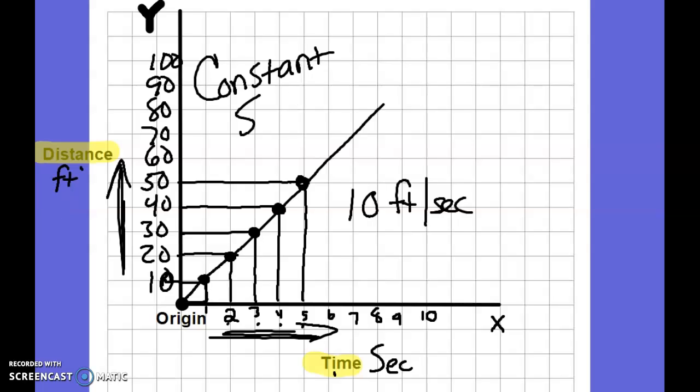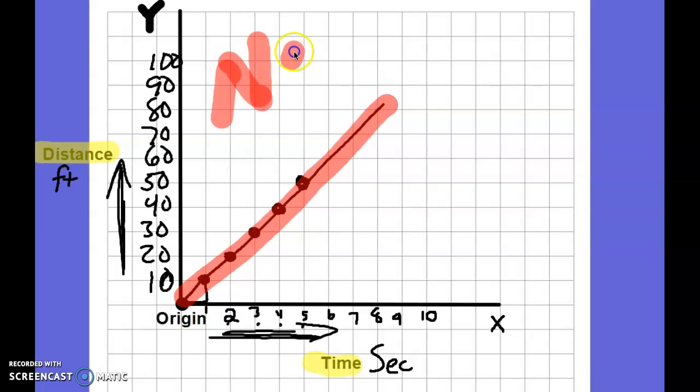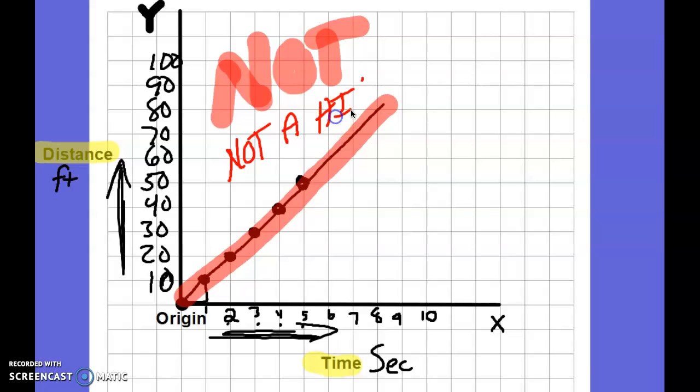Now, again, we're going to cover some of the misconceptions on this. So I'm going to take away some of these marks that we just did here on our constant speed graph. Whoops, I need to put that one back. Boom. Now, what we don't want to say is that this is a graph of a car going up a hill. This is not a hill.